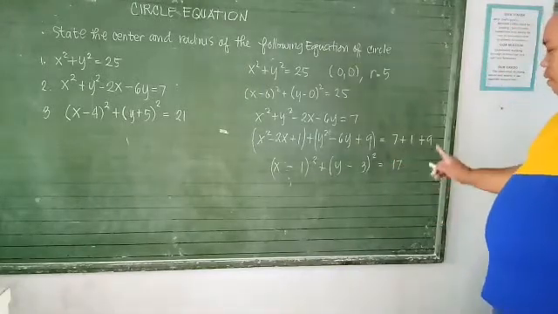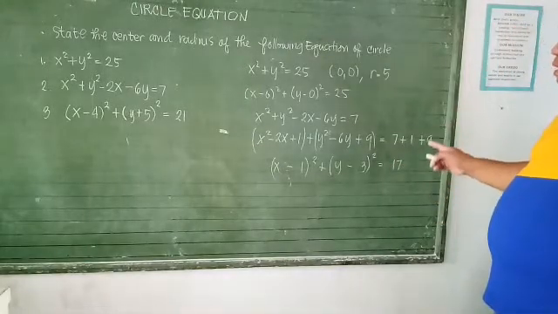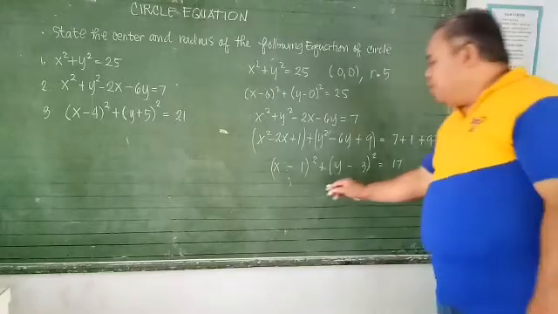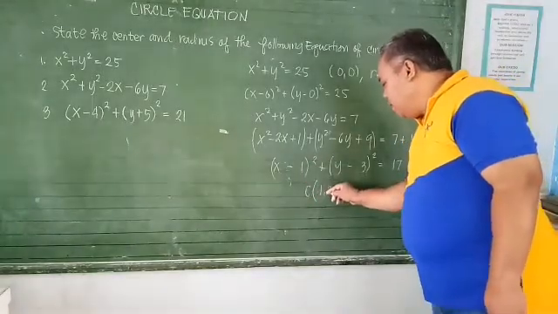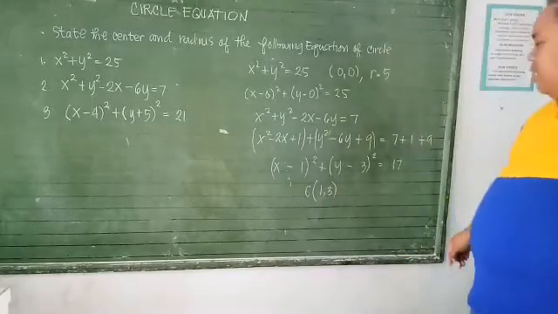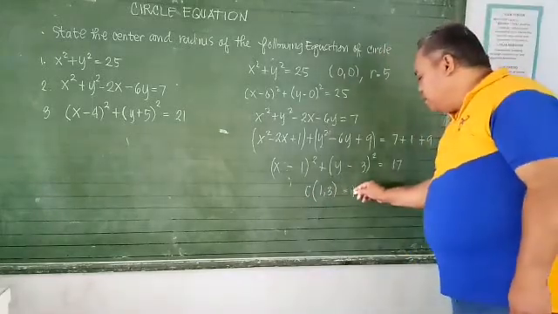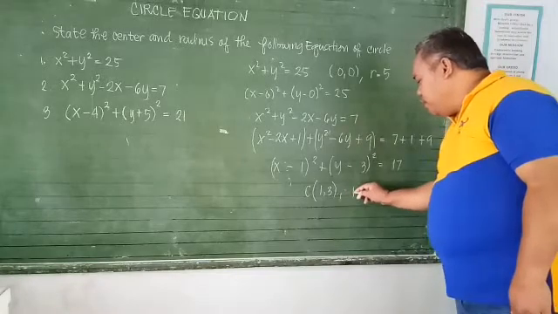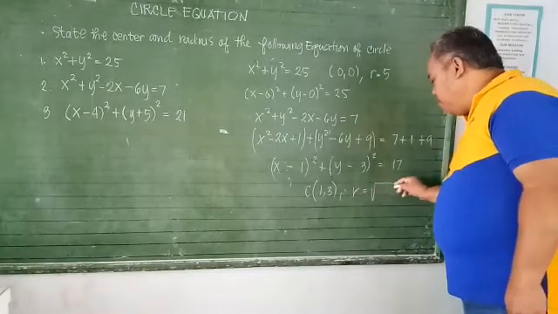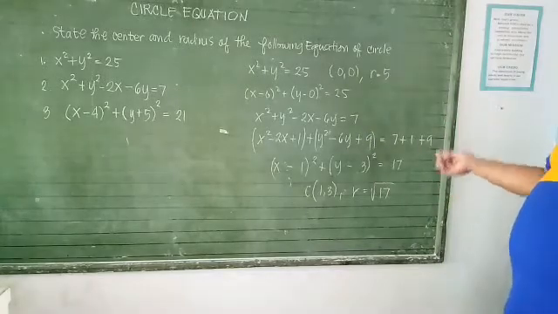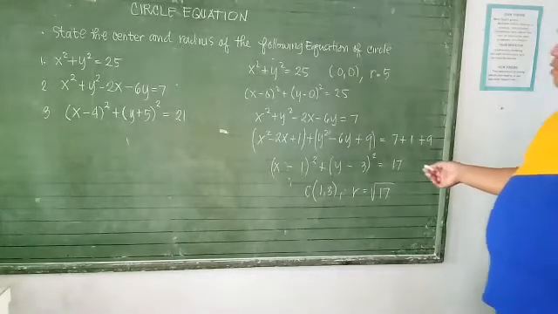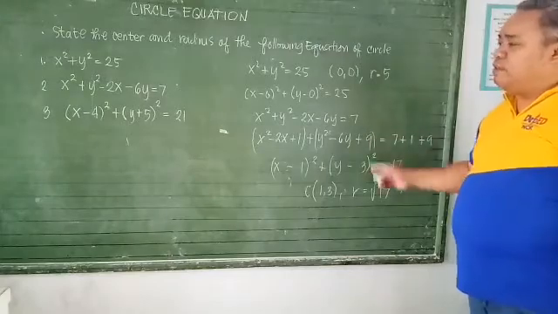Okay. Now, kita mo na. So what will be your center? Your center will be (1, 3). And your radius would be square root of 17. So yeah, that will be the center and the radius of this general form of equation.